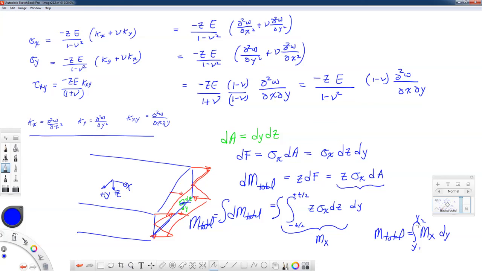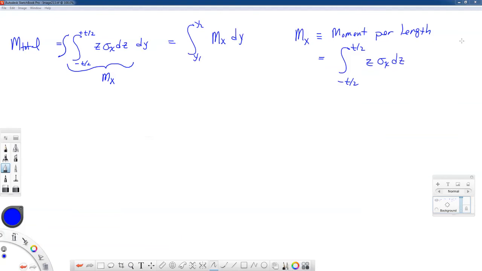We're not going to work with total moments in plate theory. We're going to work with a moment per length. So we're going to get rid of that y dimension. Again, just to make that clear, the m sub x term that I'm going to start using now is a moment per length term. And what's even a little bit more weird is when you take a moment divided by length, you get units of force. But you can think of it as a distributed moment on the edge of the plate. It's going to be defined as this integral from minus t over 2 to plus t over 2 of z sigma x dz.